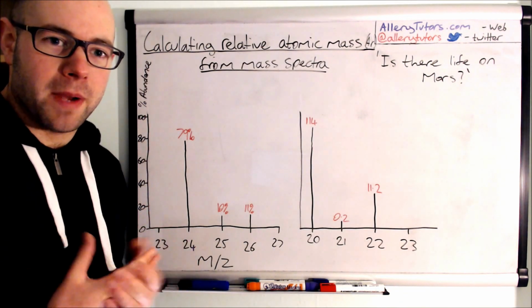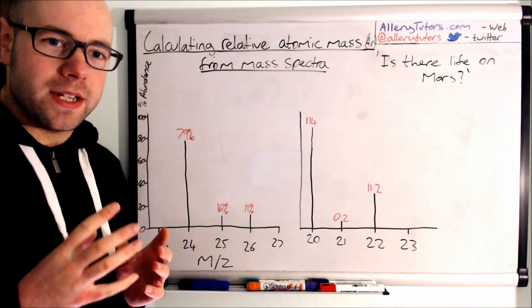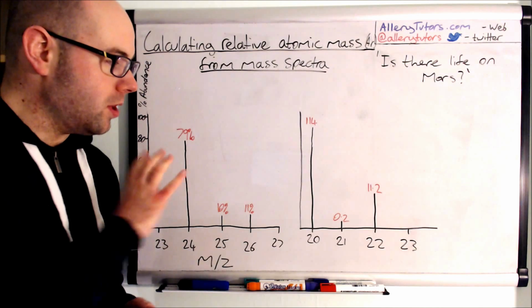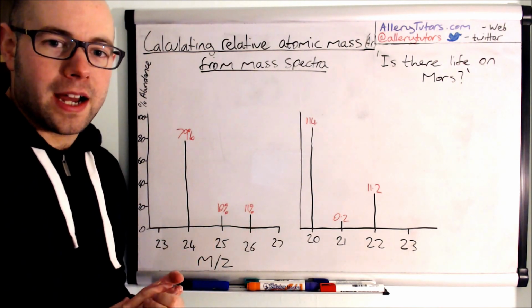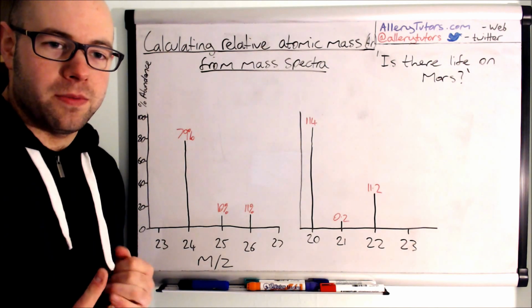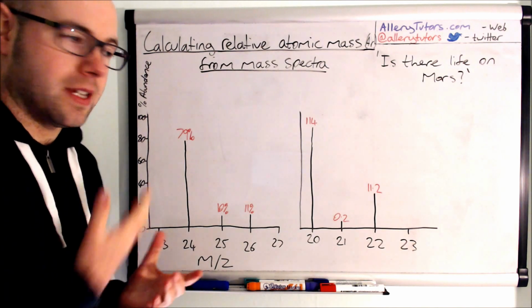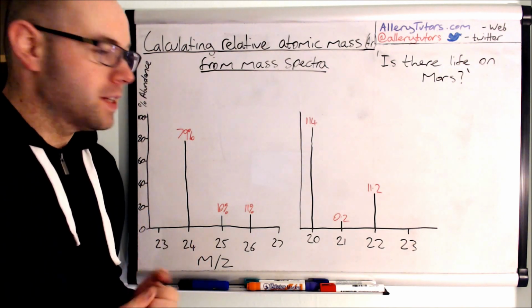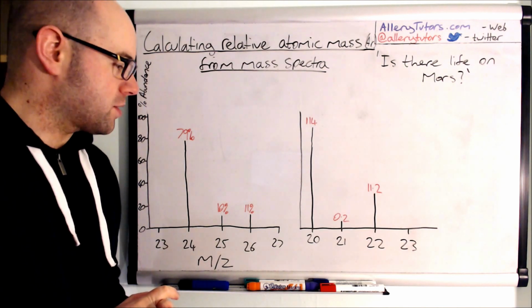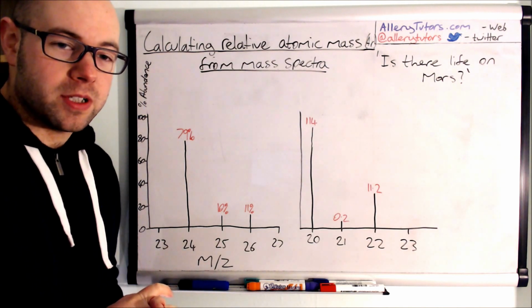This is a really common exam question, and you need to be able to look at a spectra and actually calculate the relative atomic mass. They can even ask you to work out the element that this spectra can belong to as well. So we're going to show you a method for how you can work that out, and make sure that you know how to interpret the spectra properly.